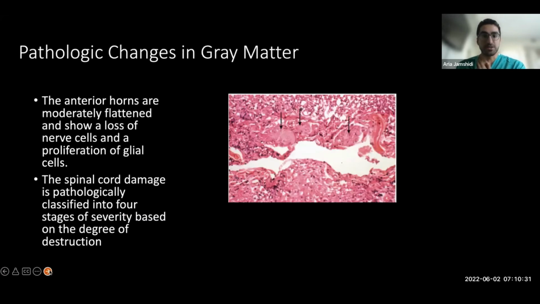And again, these changes primarily happen in the gray matter. Typically what happens is the anterior horns are moderately flattened, and then you see a loss of nerve cells and proliferation of glial cells.